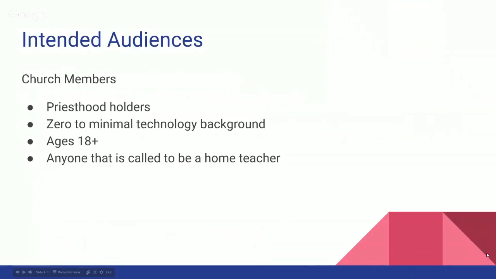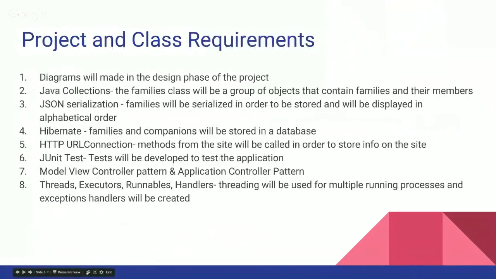If we go to the next slide, as far as our project and class requirements goes, in the ways that we hope to fulfill these class requirements, as far as our Java collections, our families class will be a group of objects containing families and their members. We'll have diagrams that are available. Our serialization will be something that will happen as the data is stored and will be displayed in alphabetical order. Families and companions will be stored in databases. We'll be using URL connections, JUnit tests to test our methodologies, model view controllers, and thread and executors and runnables and handlers for multiple process and exception handling.